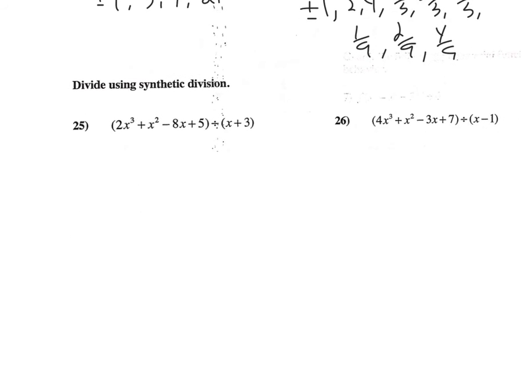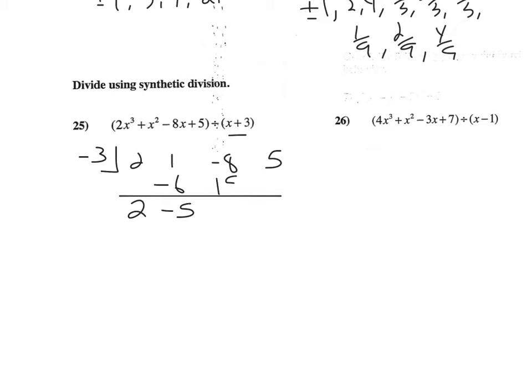25 and 26, divide by synthetic division. Negative 3 goes in the box, remember, the opposite of what's in there. Make sure, look at your coefficients, see if you need any zeros or not. This time I did not. Bring down the 2, multiply, add, multiply, add, multiply. It's negative 16. So here's my final answer.